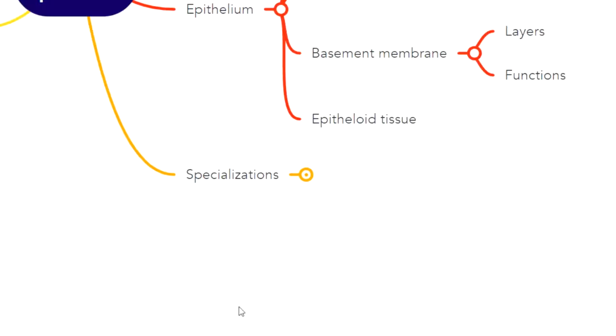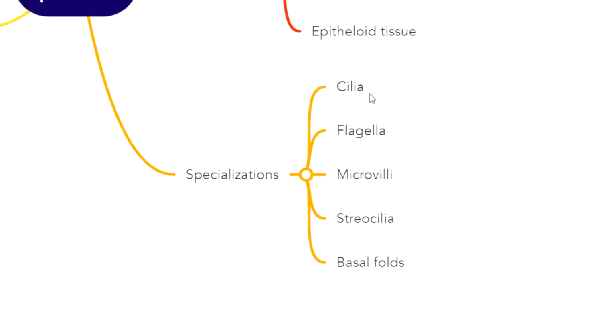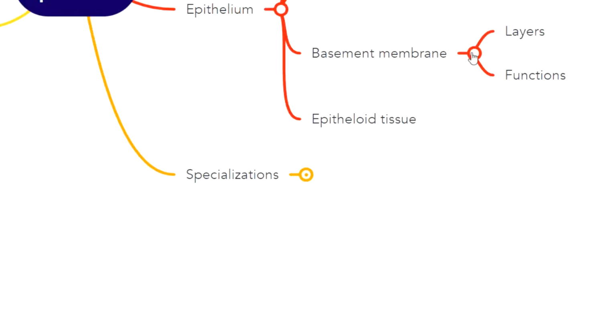Now, specializations are the modifications of the cell membrane on the apical and basal surface, like cilia, flagella, microvilli, stereocilia and basal folds. These will help in the movement of substances, or increase the area of absorption. So that is the function of the specializations.